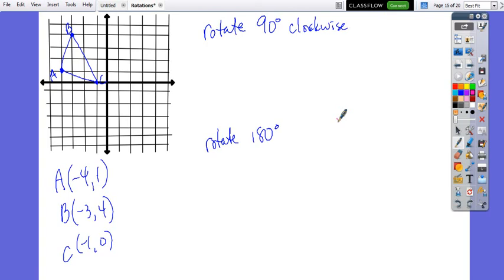So really all we need to do is use the rule. So go back to your rule. On your paper you need to write rotate 90 degrees clockwise, rotate 180 degrees, and then write down what the original coordinates are. Okay? And you can do it like this. This will be our 90 degrees. This will be our 180 degrees.